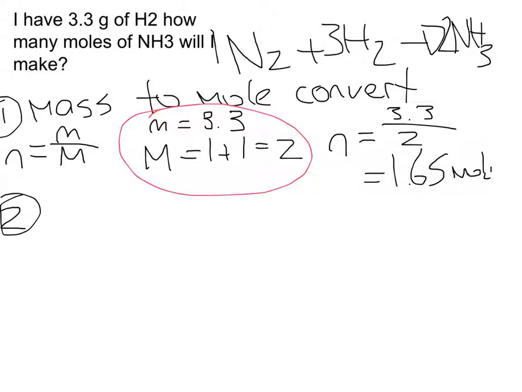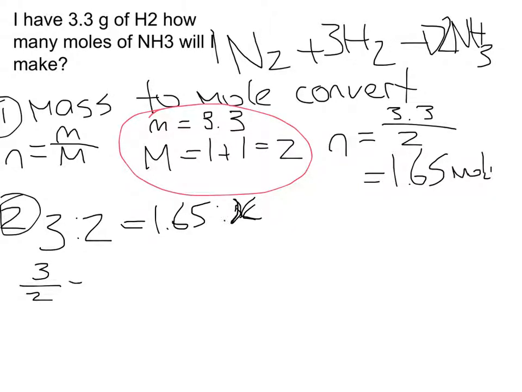So again, my ratio of H2 to NH3 is 3 is to 2. Let's write that down. 3 is to 2. So it's going to equal 1.65 is to x. We're not sure what our new value is going to be for the NH3. Let's express that now as a fraction. 3 over 2 equals 1.65 over x.